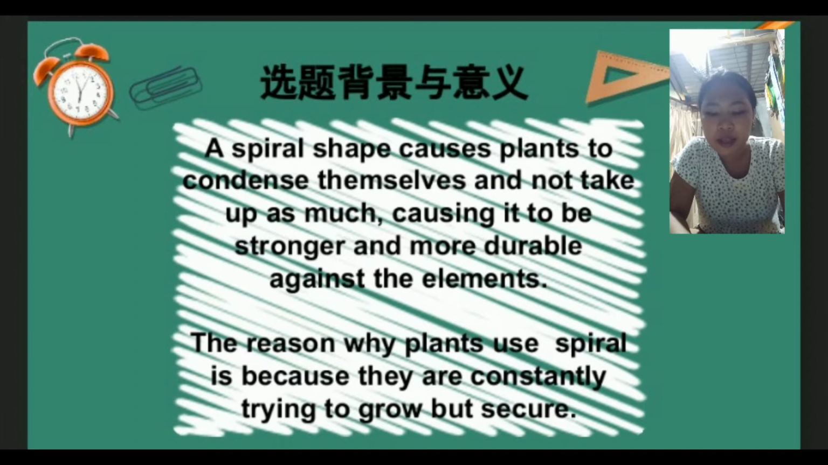The reason why plants use spiral form is because they are constantly trying to grow but still stay secure.